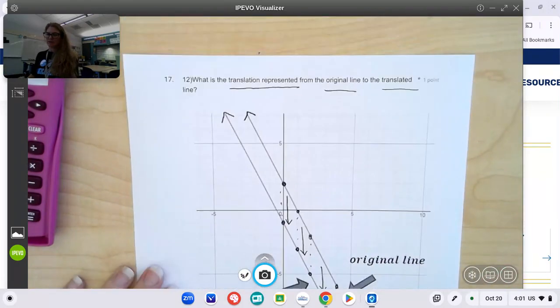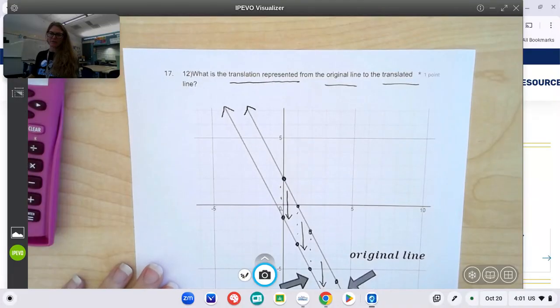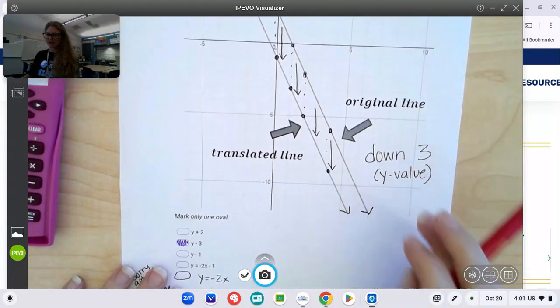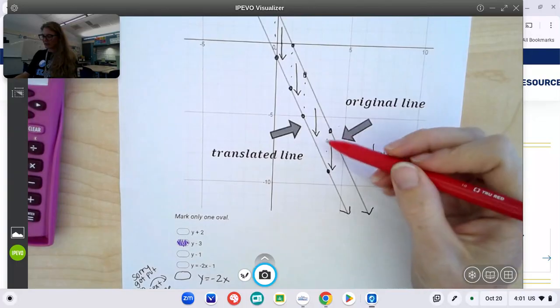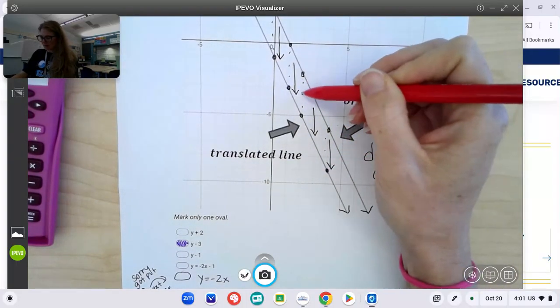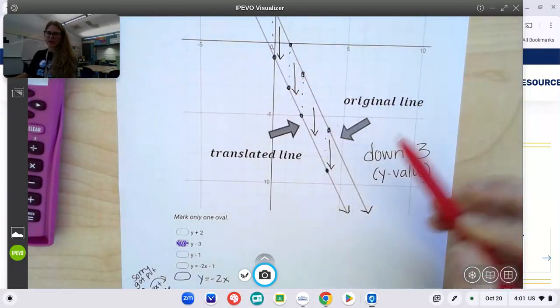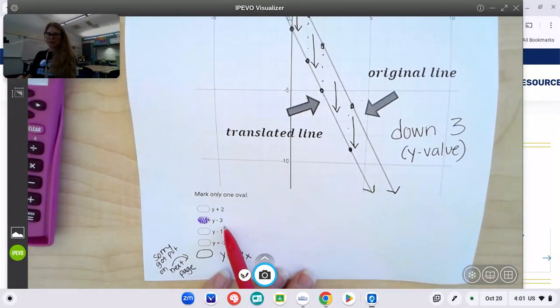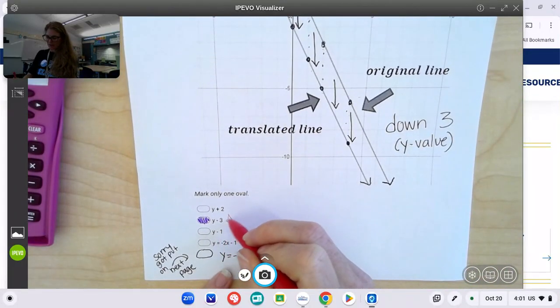And the next one wants to know what translation represented from the original line to the translated line. So my original to my translated, I notice I'm going down, and I'm going to count a couple of the coordinates to double check. We're going down 3, so y minus 3 is our rule.